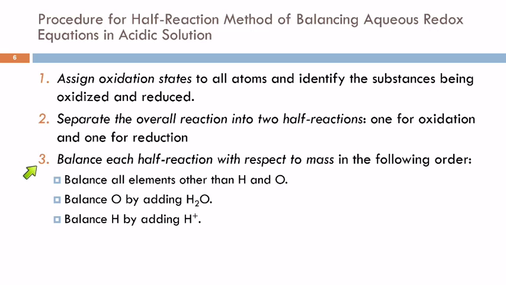And then you balance each of them with respect to mass first. So balance everything other than hydrogen and oxygen. We save the hydrogen and oxygen to mess around with because this is in water. And water contains hydrogen ions and hydroxide ions in very small quantities and lots of water molecules. And so we can play around with those. Balance everything but hydrogen and oxygen, balance oxygen by adding water where needed, and then balance the hydrogen by adding hydrogen ions. This is an acidic solution. There's going to be hydrogen ions.